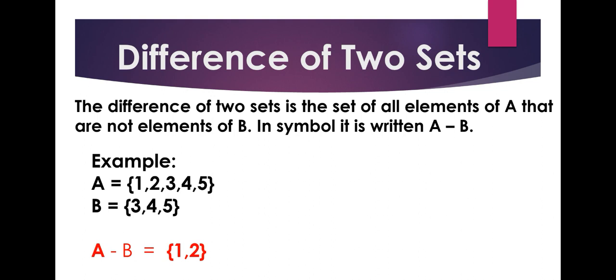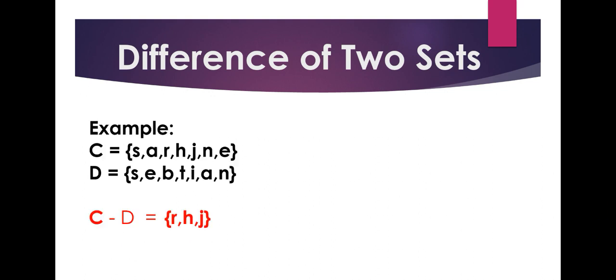Let's say kay A, set A natin ay 1 2 3 4 5. Si B ay 3 4 5. Ano daw mga numbers sa A natin yung wala kay set B? So numbers 1 and 2. So, yun na yung answer natin. Yun yung ibig sabihin ng difference of two sets.